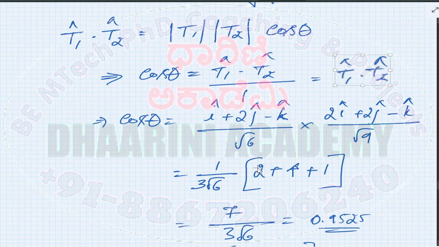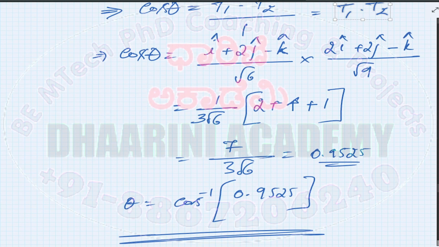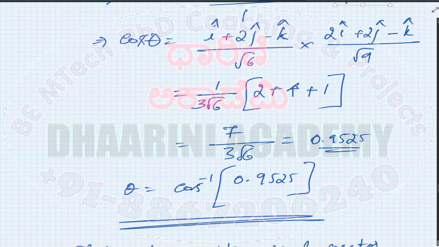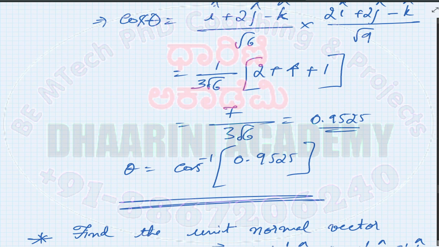That means our answer is 1 by 3 root 6 into 7, so that value is 0.9525. So for theta, take cos inverse of that, because on the left hand side I have cos theta equal to 0.95. So theta is cos inverse of that. Alright, so like that we solved the first question.